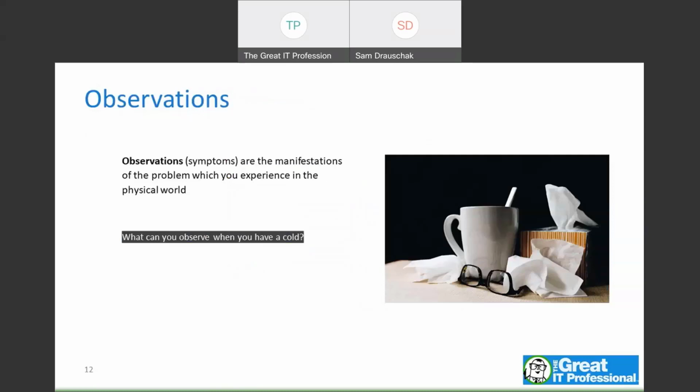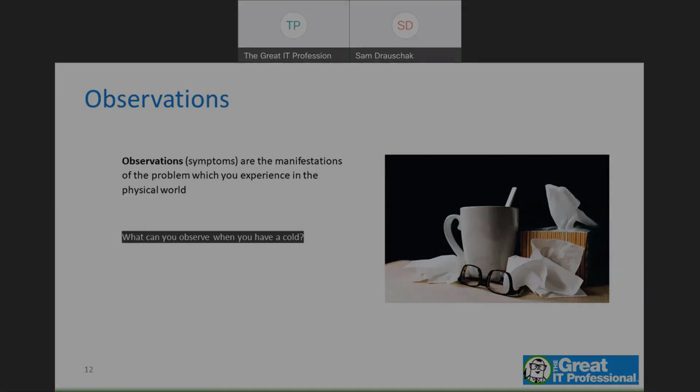Observations are the manifestation of the problem which you experience in the physical world. This is where most people talk. When they talk about problems, they talk about their observations of the problem or what the symptoms of the problem are. And I'm going to walk through this logic with you in the sense of a cold, because that's pretty universal for all of us. So when you think about what you observe when you have a cold, you have symptoms like fever, stuffy nose, sneezing, coughing.